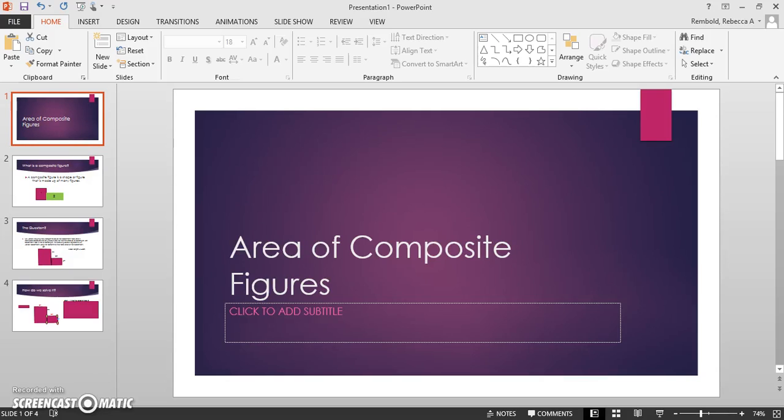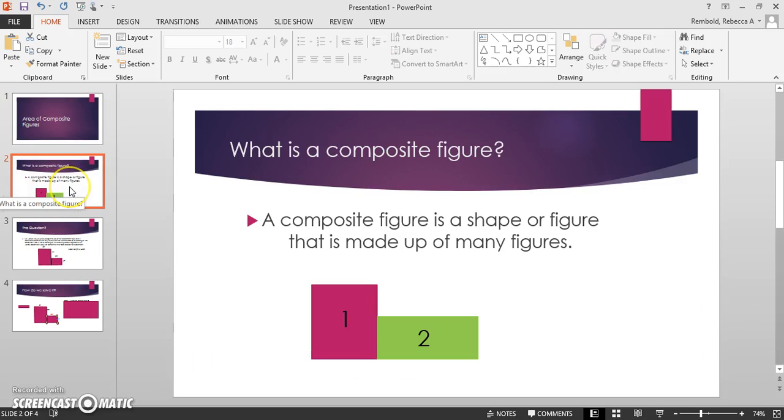Okay, so today we are going to review area of composite figures. Now, what is a composite figure? Because some of us may have forgotten, and that's okay. A composite figure is a shape or figure that is made up of many figures. As you can see here, this shape below is made up of one box and two boxes. For the purpose of discussion, these are going to be shape 1 and shape 2.